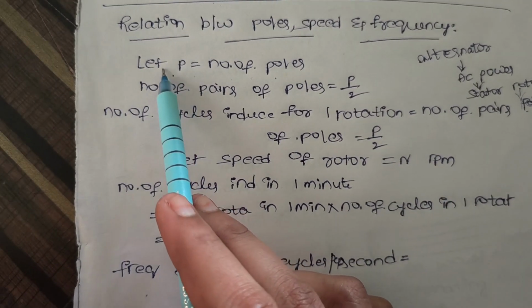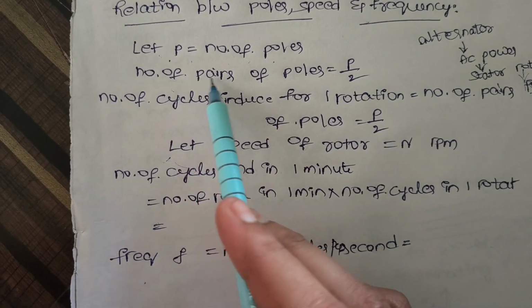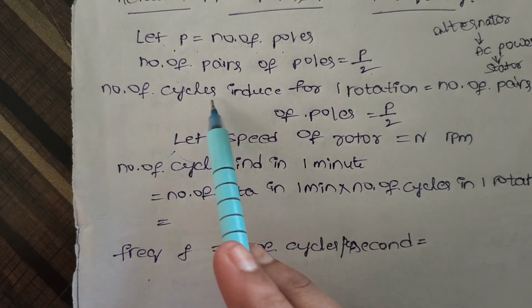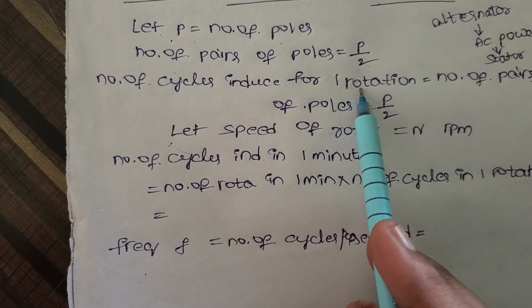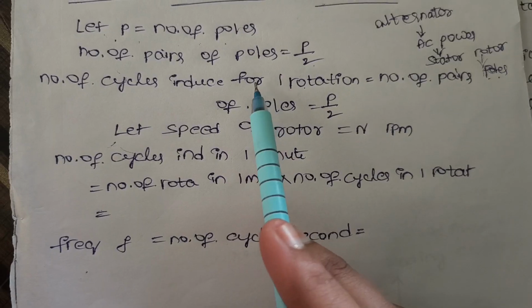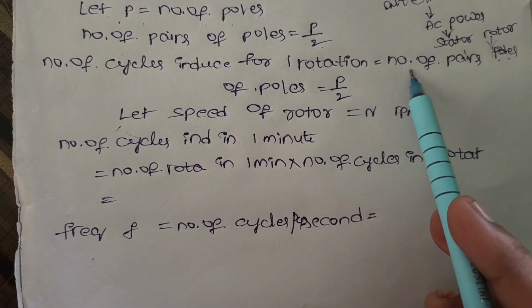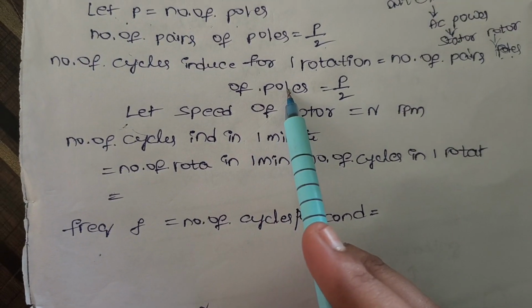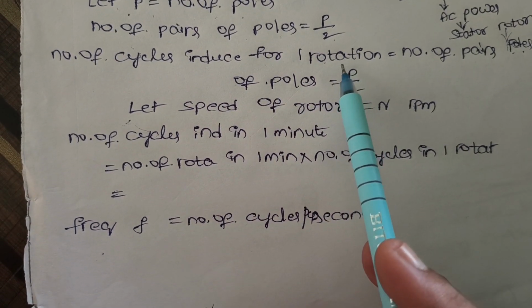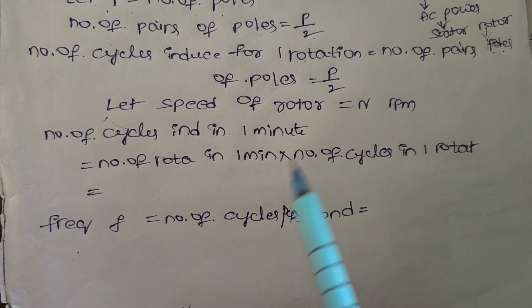Let P equal the number of poles. The number of pairs of poles equals P by 2. For one rotation, how many cycles are induced? For this formula, it equals the number of pairs of poles, which is P by 2. So the number of cycles induced for one rotation equals P by 2.